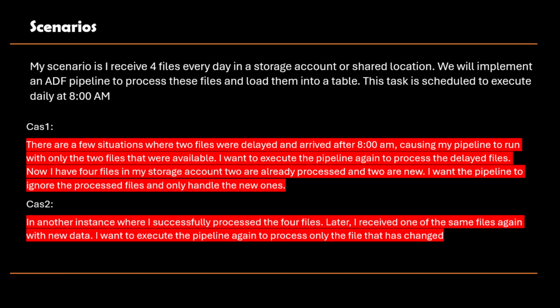And coming to case 2, in another instance where I have successfully processed the 4 files, later I received one of the same files with new data. I want to execute the pipeline again to process only the file that has changed.